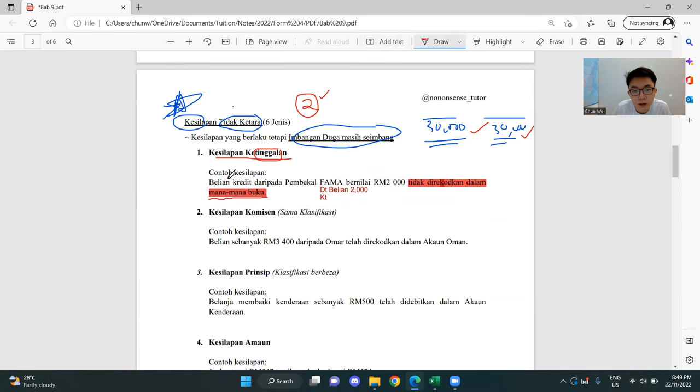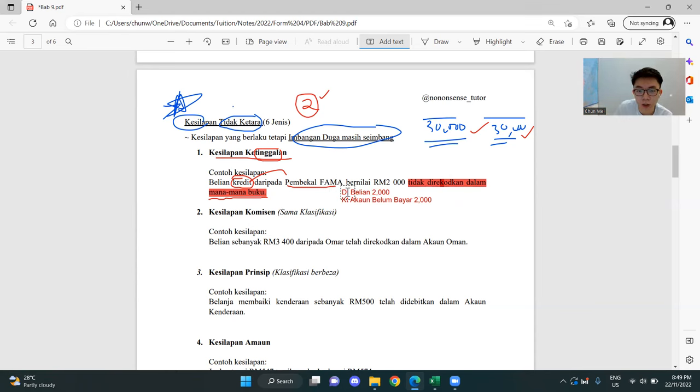This is secara credit. So if secara credit, then we have to write the name of the peniagaan. So this is from pembekal farma. And this pembekal farma is our account belum bayar. So credit account belum bayar RM2,000. Right? I'm just showing you how we do it. Of course, this is supposed to be in general journal, right? But I'm just giving you a quick look on how to do this kesilapan.